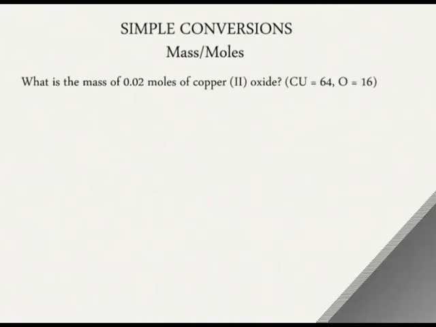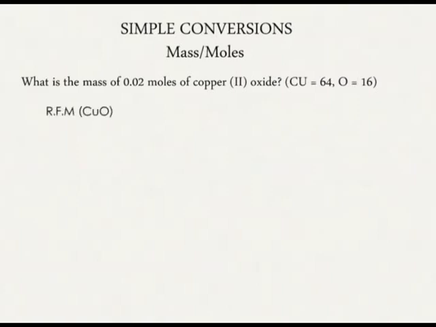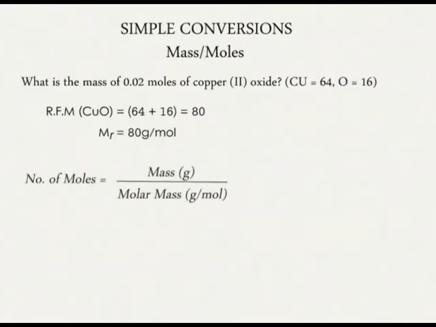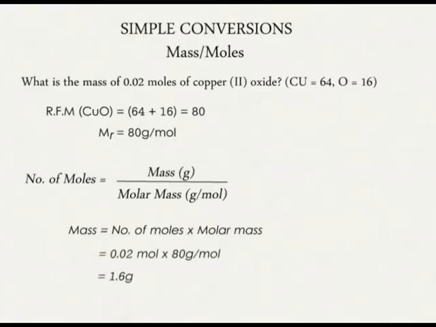Final example. What is the mass of 0.02 moles of copper 2 oxide? And you are given the relative atomic masses of copper and oxygen. For copper 2 oxide, the relative formula mass will be 64 plus 16, giving us 80. Therefore, the molar mass is 80 grams per mole. Number of moles is given by mass over the molar mass. Doing our cross multiplication, it means mass is equal to the number of moles times the molar mass. In our case, that will be 0.02 times 80, giving us 1.6 grams.